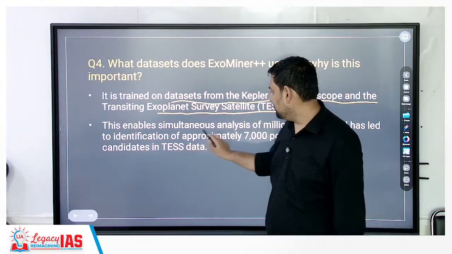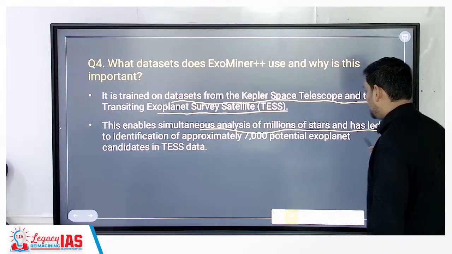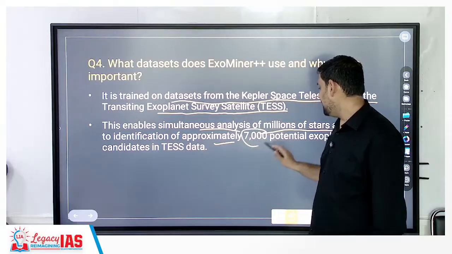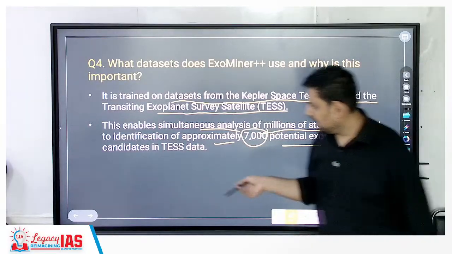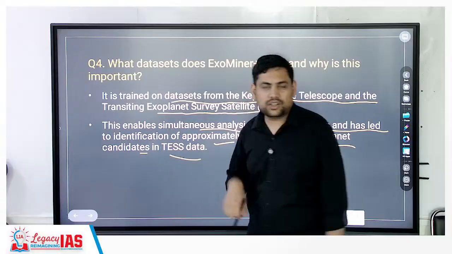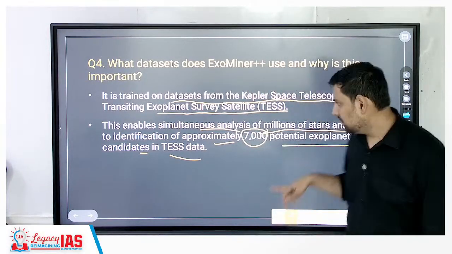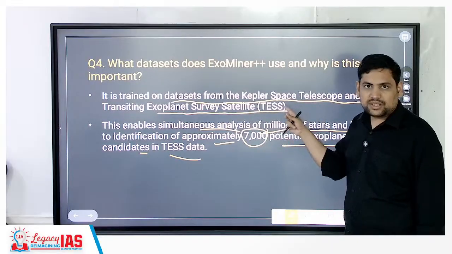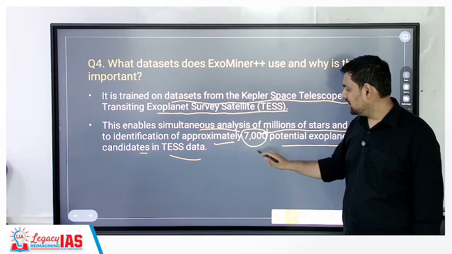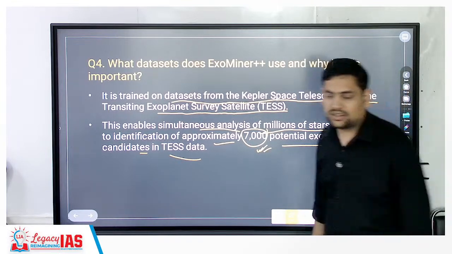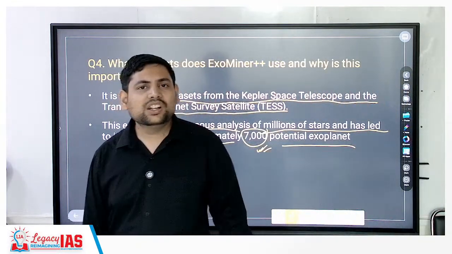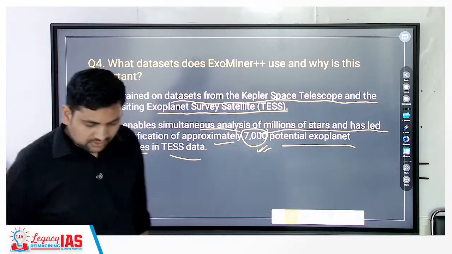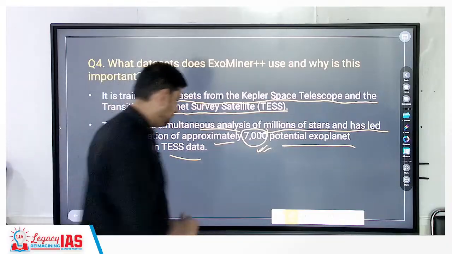Now, this enables simultaneous analysis of millions of stars and has led to the identification of approximately 7,000 potential exoplanet candidates in test data. So mainly it is analyzing two kinds of data. One is from this Kepler Space Telescope and the other is from TESS. And based on this data, it is able to identify almost 7,000 such exoplanets that may be possible. Now, of course, it is giving more and more data analysis and all that. So this is about exoplanets.